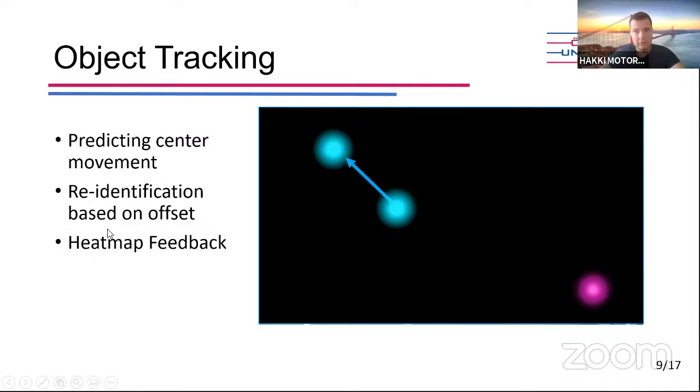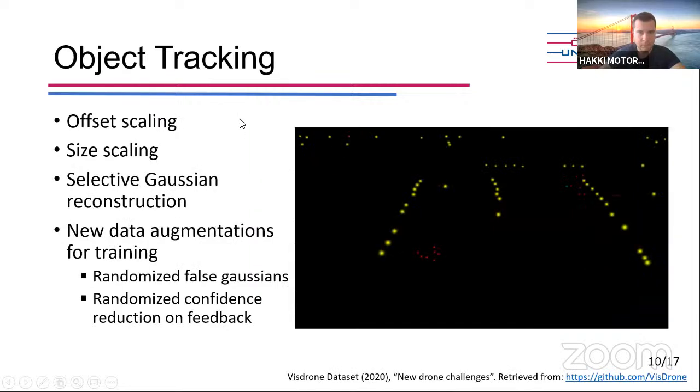Also, we feed back those heat maps to our model to have some temporal information. What we introduced on top of other center-based detectors is some offset scaling and size scaling in labels. Also, we applied a selective Gaussian reconstruction algorithm in the feedback procedure. In the training procedure, we also introduced some false Gaussians and randomized confidence reduction to make our model more robust to some changes in the input.